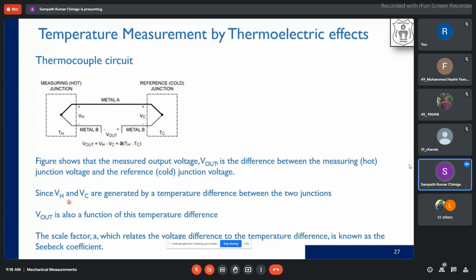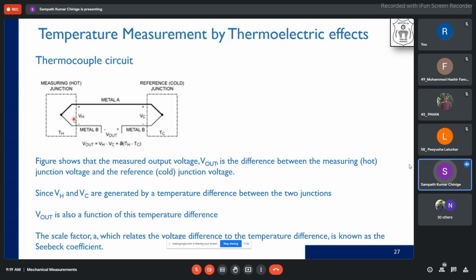Since VH and VC are generated by the temperature difference between the two junctions, V out, the output voltage, is also a function of this temperature difference. Why is VC coming? Because of this variation in the temperatures. Why is VH generated? Because of the temperature at the two junctions. So remember, if it is a single material with different temperatures, one temperature here and another temperature here, we will not have any electrical or electromotive force generated. Only heat energy will transfer.